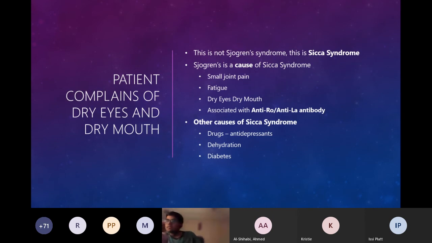Right, I'm going to pick on someone. Fady, patient complains of dry eyes and dry mouth. What is this? Ankit, this is not scleroderma. No idea. Anyone? Does anyone know what this is called? If a patient complains of dry eyes and dry mouth, this is not necessarily Sjogren's syndrome. Yes, someone got it.